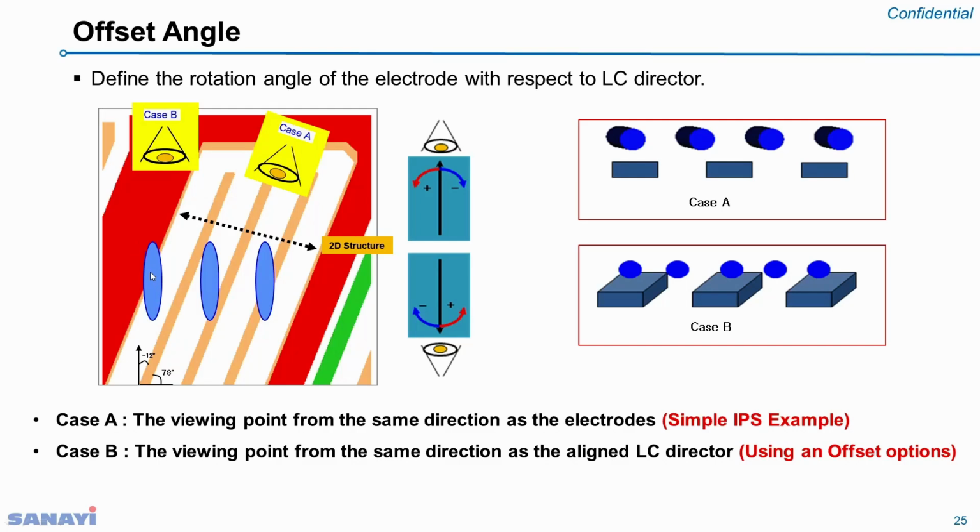But there is another method to set the rubbing condition, case B. Enter the tilted angle of the electrode itself and use the LC rubbing angle of the existing process as it is. The tilted angle of the electrode is called the offset angle, and it can be set in the simulation condition. We already talked about case A, so let's take a look at case B, generating a super IPS structure using multi-domain and offset functions.